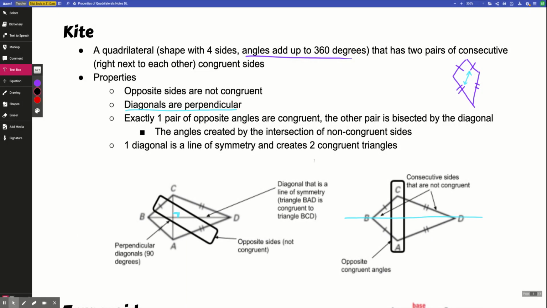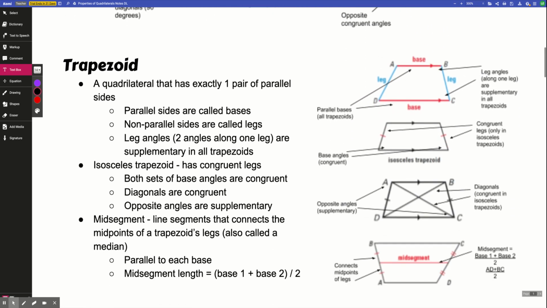Okay, right? And then another neat thing about the diagonal here is that it's a line of symmetry, like I said, a perfect fold line, and it creates 2 congruent triangles, right? One at the top and one at the bottom, or one on the left, one on the right, depending on how you look at it, okay?